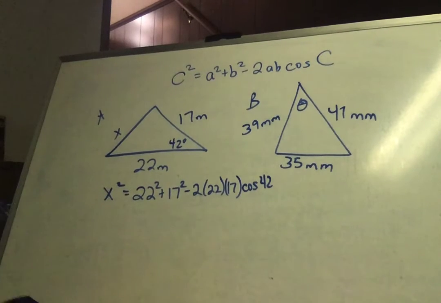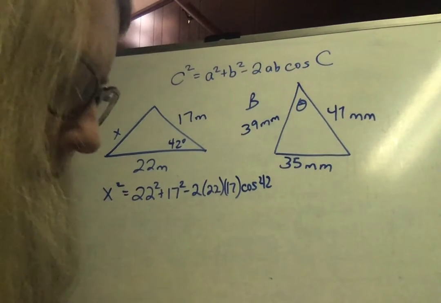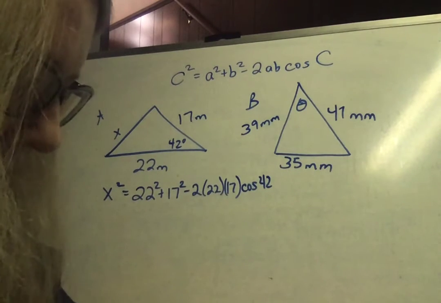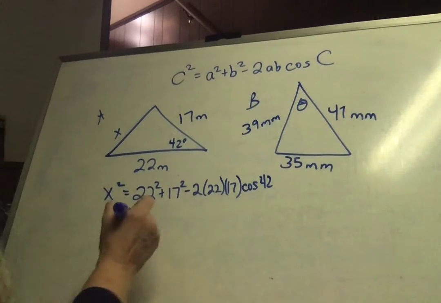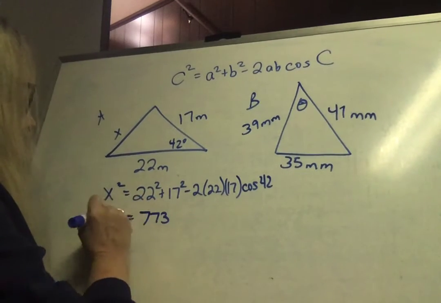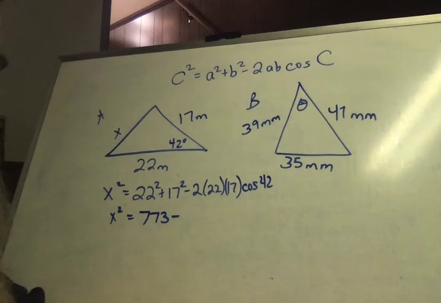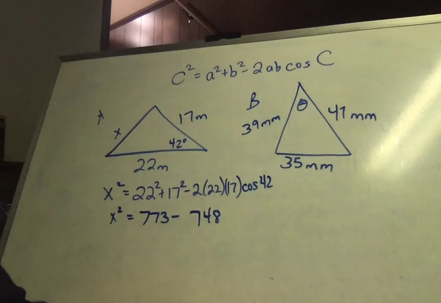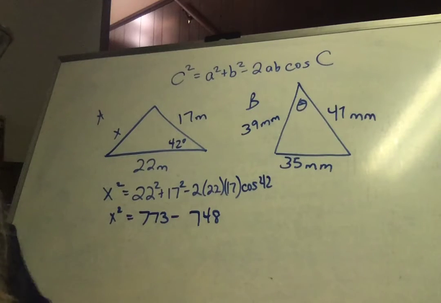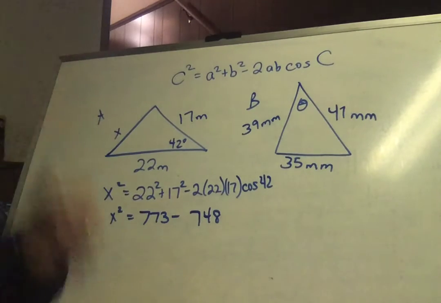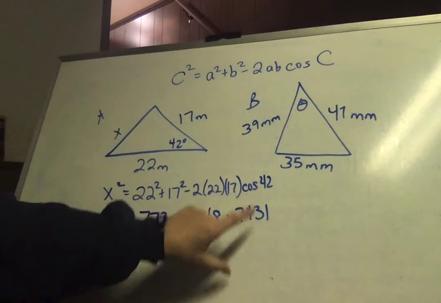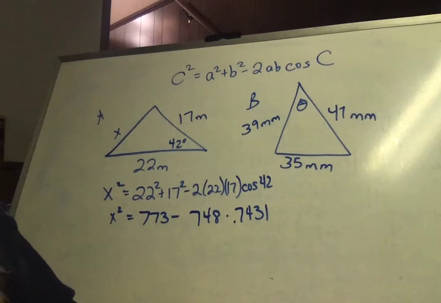22 squared plus 17, not 27, squared is 773, minus 2 times 22 times 17. That part's 748. And cosine 42. Cosine 42 rounded to 4 decimal places, 0.7431. If you're not getting this, be sure that you have your calculator set.